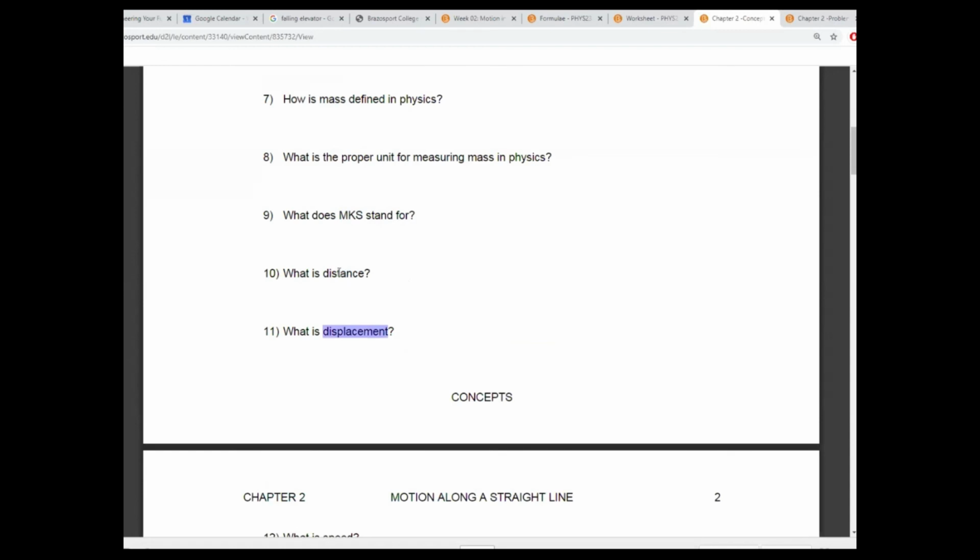Distance versus displacement. What's distance? The total path. It's a scalar quantity referring to the total path traveled. Give yourself 2 points. And what's displacement? The shortest distance between 2 points. That's a vector quantity, the shortest distance between 2 points.